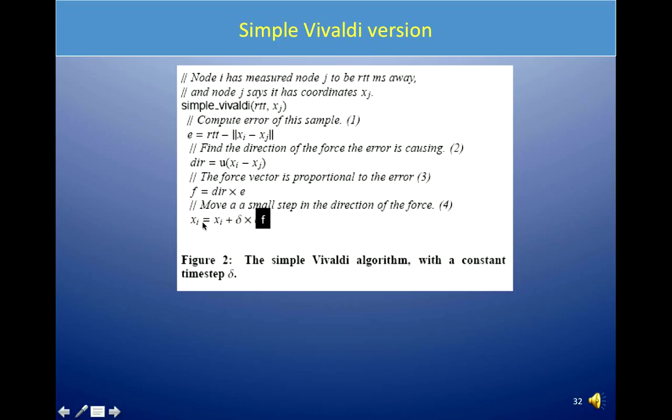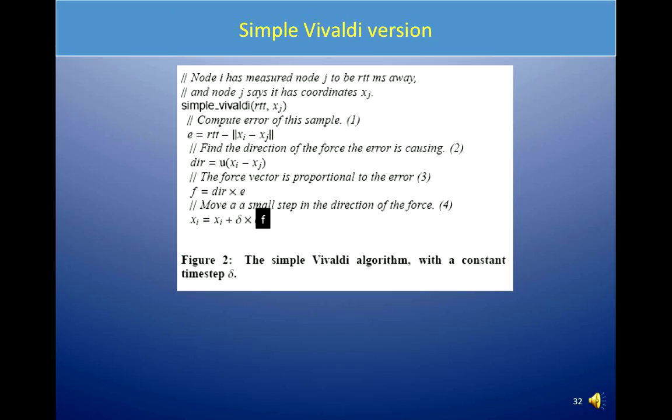Now the movement that xi makes is equal to the previous xi plus delta, which is some constant, times that force. So xi moves in that direction. Since this xi moved, now we will calculate for the other nodes, xn and so on. That's how we calculate for all the nodes. This is a distributed algorithm because it runs the same algorithm on every node in the peer-to-peer system.